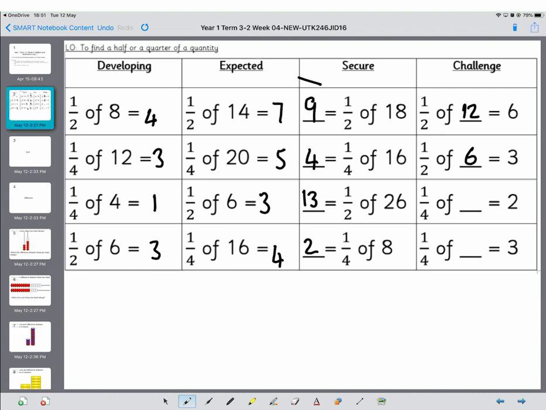We're putting 2 in 4 sections, so that's 2 plus 2 plus 2 plus 2, so that's 8. And the last one, 3 in each section, 3 plus 3 plus 3 plus 3 is 12. Well done, Year 1. I bet you did brilliant with those. And now on to the main part of today's lesson.